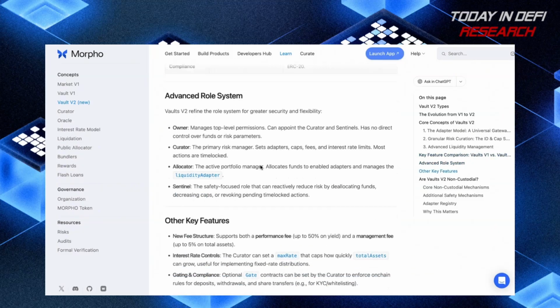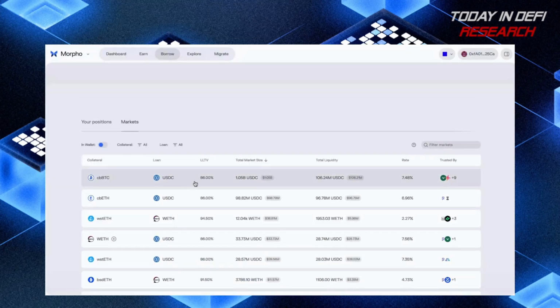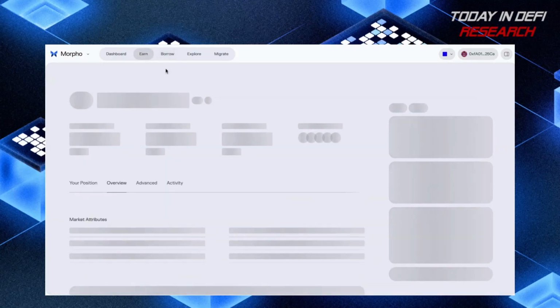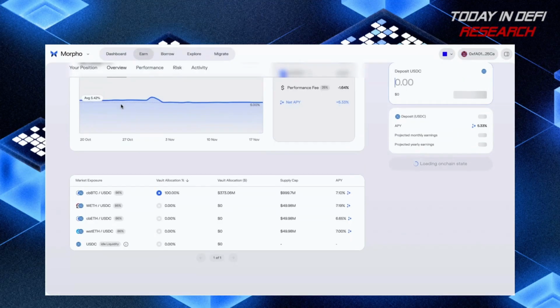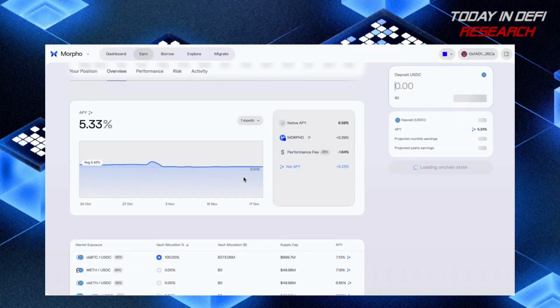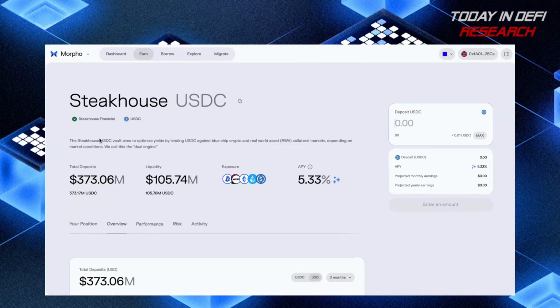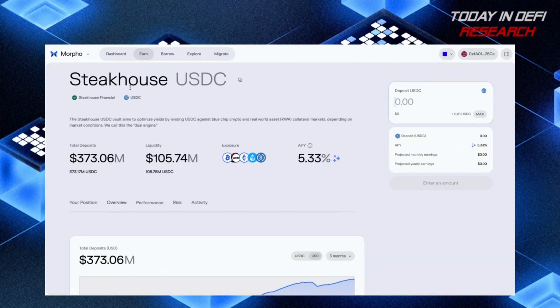So in-kind redemption means that for Morpho V1, if any of the underlying lending markets, for example, in this case, StakeHouse USD is exposed to all these markets. So let's say, for example, right now the cbBTC USDC market utilization rate is 100%. It means that the USDC allocated by StakeHouse into this market will be stuck and cannot be withdrawn. And it also means that a user who deposited into these vaults cannot withdraw their USDC from these vaults.